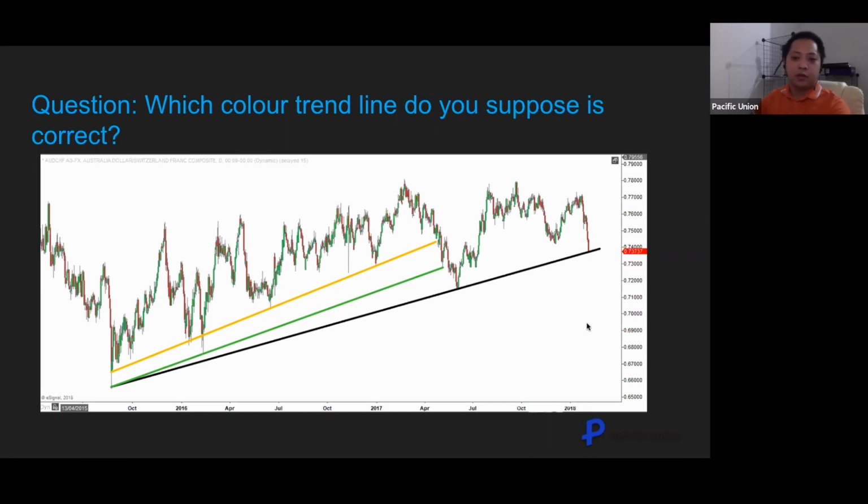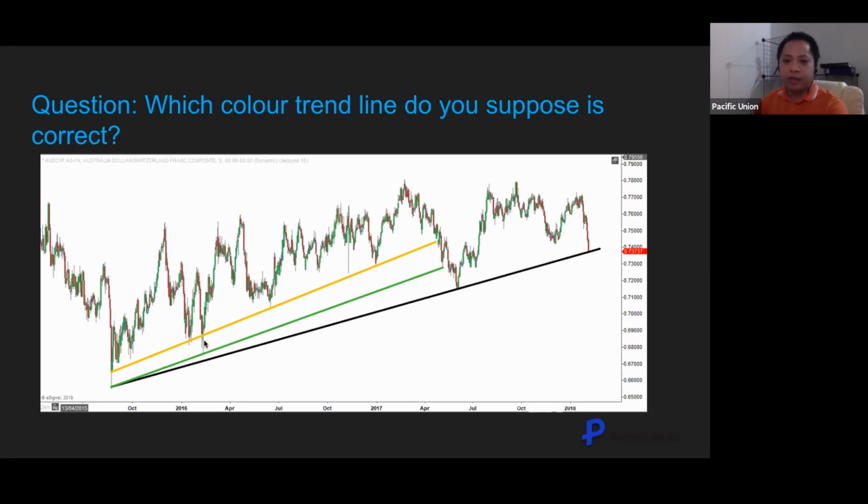Okay. So the answer is all three are actually correctly drawn. Now let's look at the yellow one. The yellow one actually tries to put the trend line from the close of the pivot instead of the wick or the shadow. And you can see this is a valid trend line as this trend line was respected several times. Even though there is a downshoot or what we call a fake breakout.